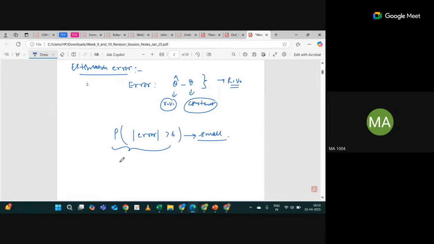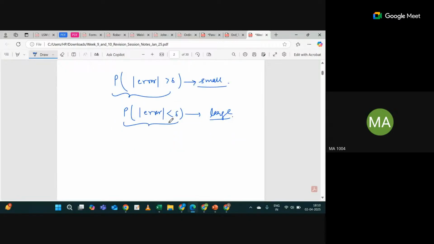If I write it in reverse order, the probability that the absolute value of error is less than some quantity should be large. I think we have discussed this in the open session also. Delta is a small quantity here. You want the probability that the absolute difference between theta hat and theta is less than this quantity to be very large, right?